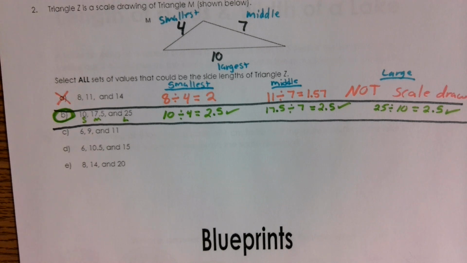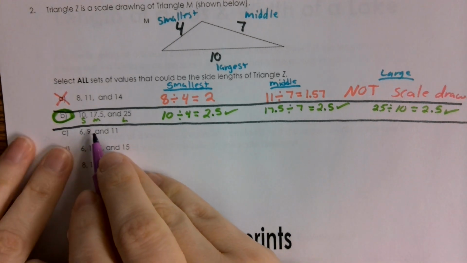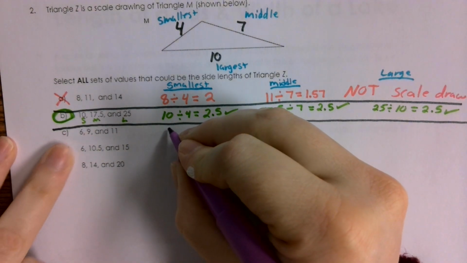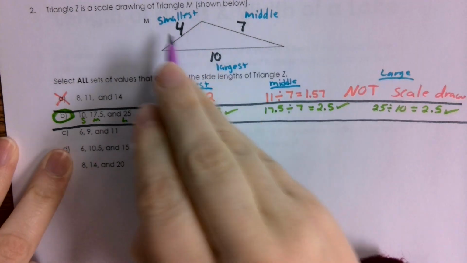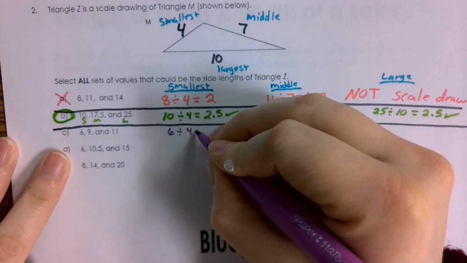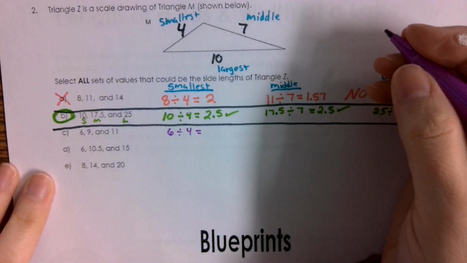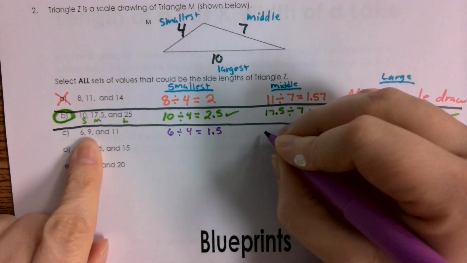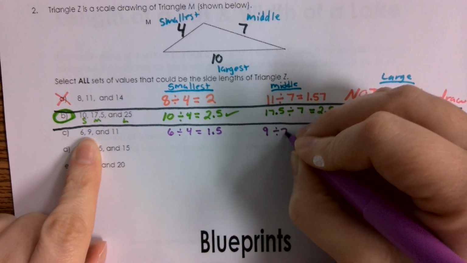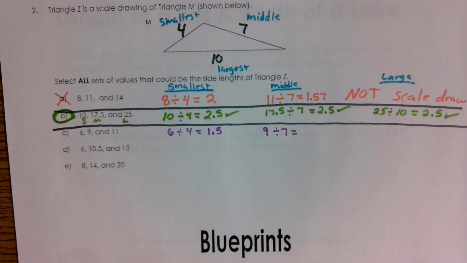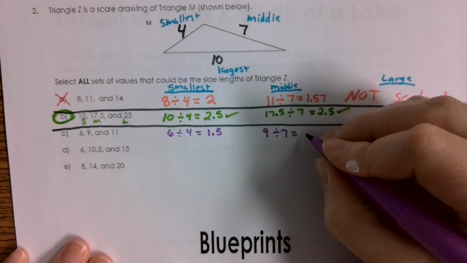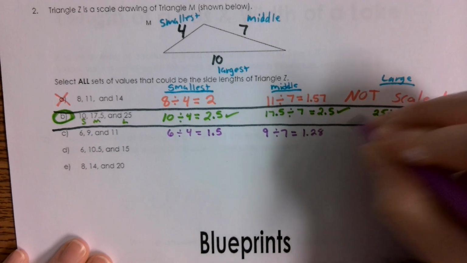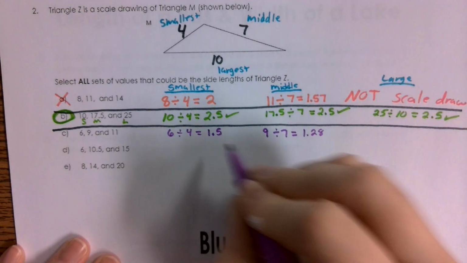All right, if we look through this and continue working these out, for the very first one, for C, we would have to do the smallest, which is 6, divided by the smallest on our shape, which is 4. If we do 6 divided by 4, that's going to give us 1.5. Then we're going to do the same, the middle one. The middle one is 9. We would divide that by 7, but when we do 9 divided by 7, we don't get 1.5. We get 1.2857. It just keeps going on. So 1.28, that's not going to work. They are not the same.